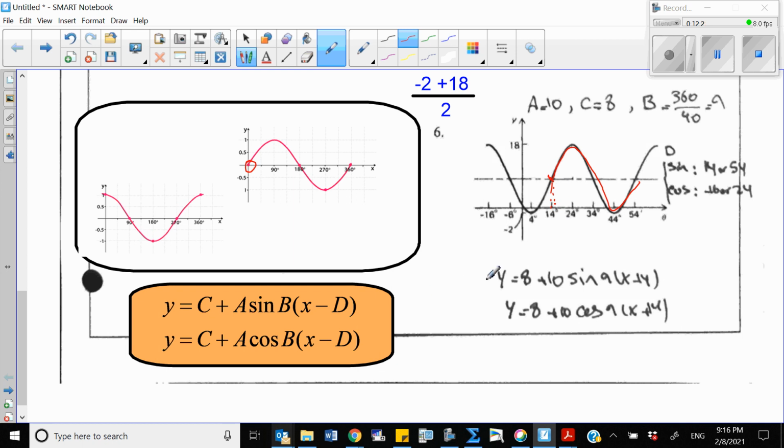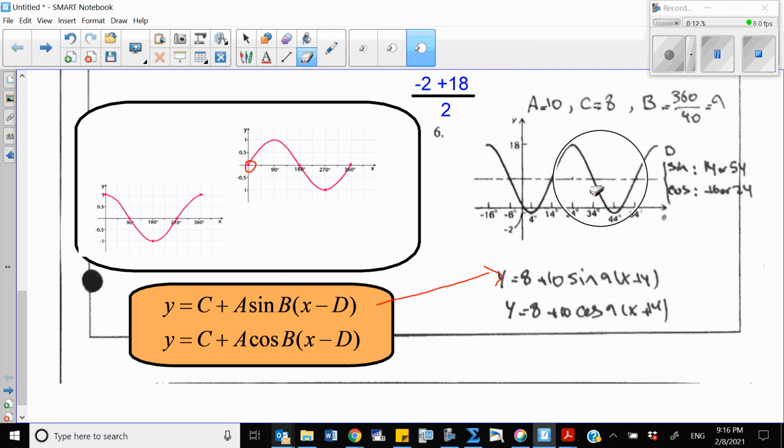So I can write my equation. Y equal to C, which is 8, plus A, which is 10, sine of B value, which was 9, and X minus D, which is 14. So that's if I want to write a sine function.